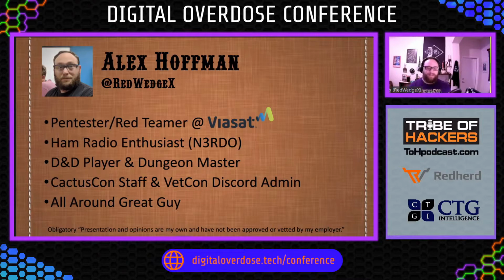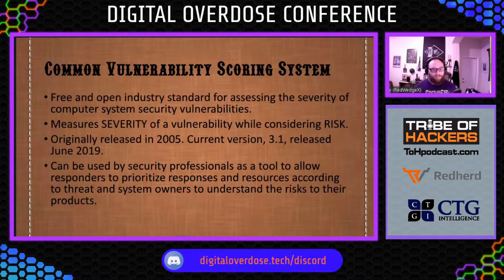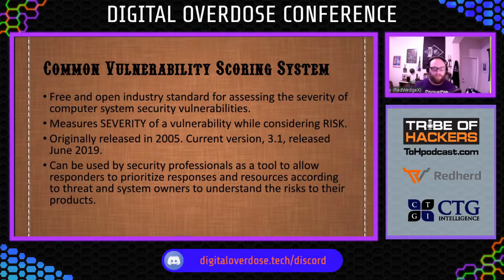All right, so let's get into the common vulnerability scoring system. The common vulnerability scoring system is a free and open industry standard that's designed to measure the severity of a vulnerability and take into account risk. It's currently on version 3.1, but it was originally released in 2005. It's a tool that's useful for security professionals, infosec people, pen testers, red teamers, blue teamers, even sysadmins, network administrators. I'm going to teach you why today, because it really is a great tool, and it's more than you probably realize when you think about CVSS.